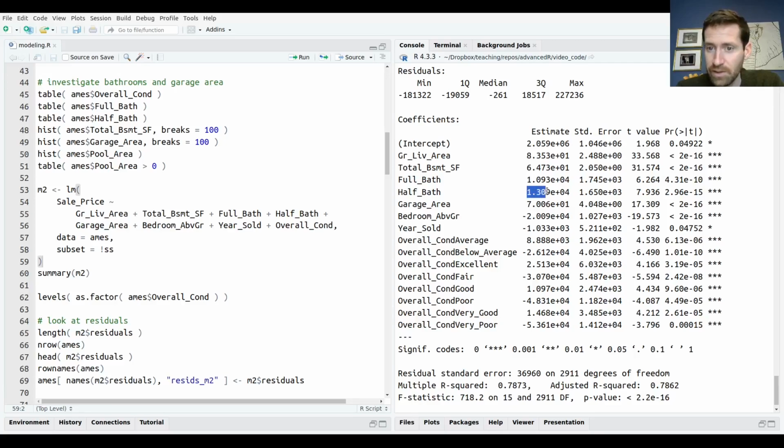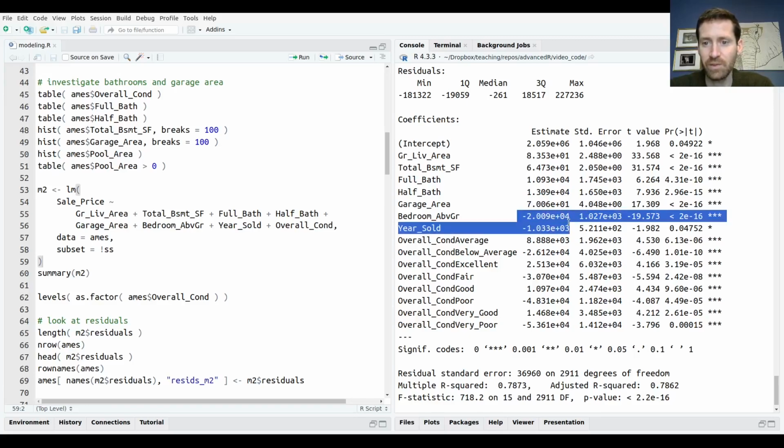You get $13,000 for a half bathroom, which is kind of interesting, that a half bathroom is worth more than a full bathroom. I suspect there's probably something else going on there, like having a half bathroom is a proxy for it being a nice house. So that's why that's higher. Garage area, you get $70 per square foot.